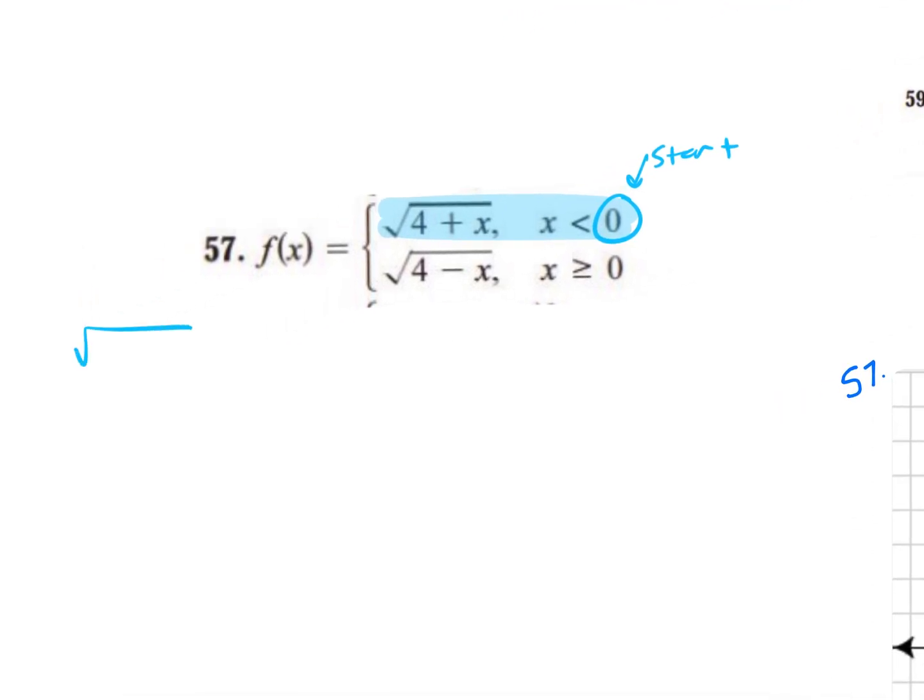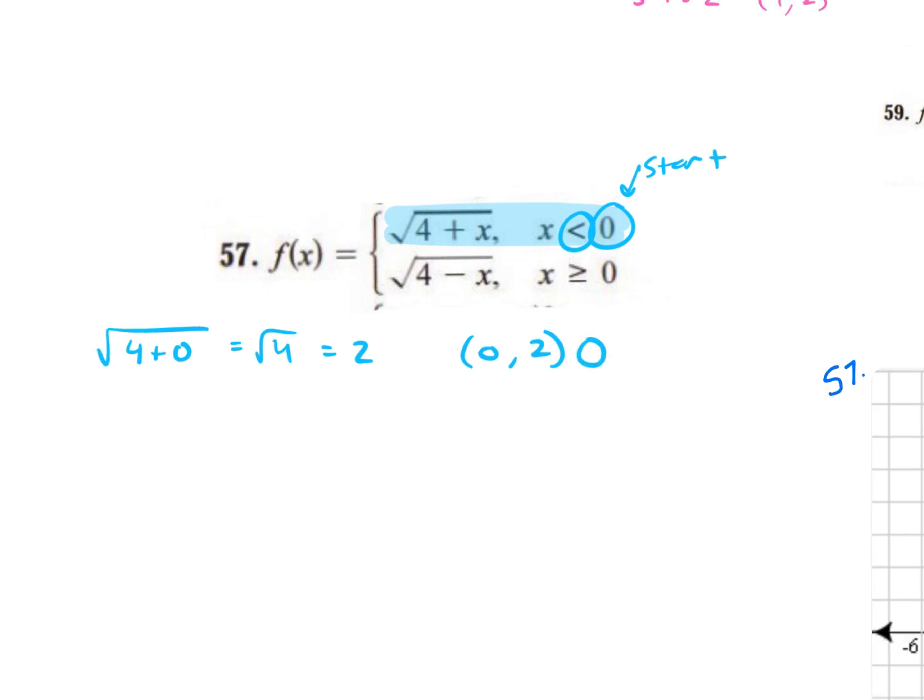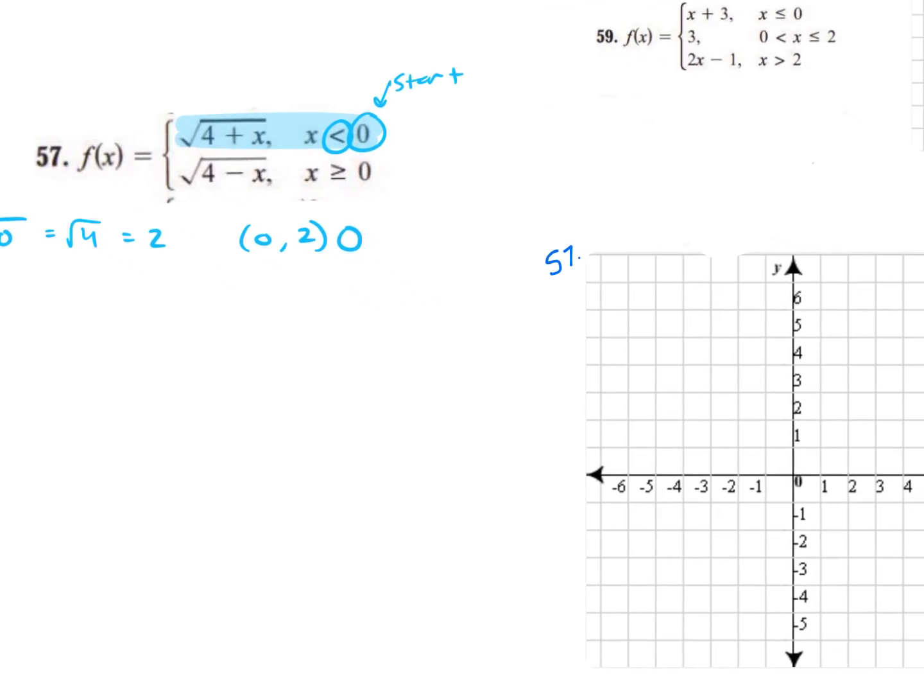So I have the square root of 4 plus 0, which would be the square root of 4. What's the square root of 4? 2. So I plugged in 0 and got 2. Is my point (0, 2) going to be an open or closed circle? Open circle because it has that less than sign. There's no equal to, so we put an open circle there. So we stay at 0, go up 2, and we put an open circle.